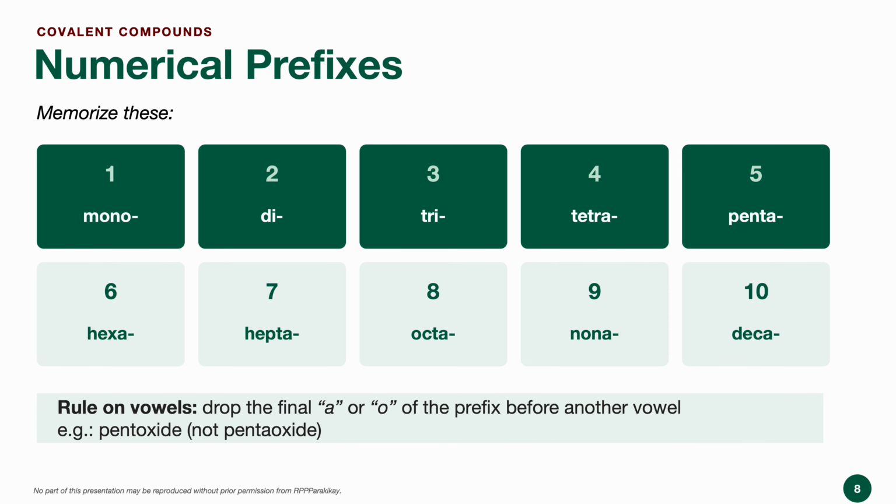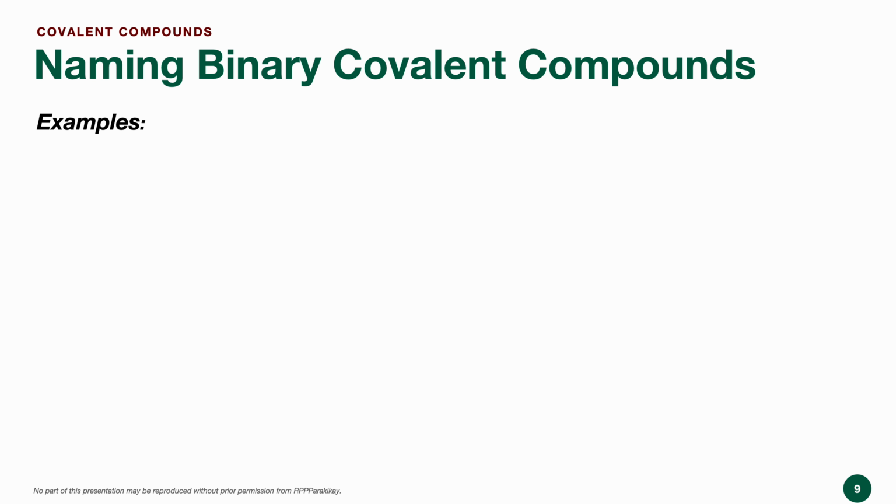Also, we have the following rule. Note that when a prefix terminating in the vowel A or O precedes an element name beginning with a vowel, the terminal vowel of the prefix will be removed. So for example, for penta, it will be pentoxide, not pentaoxide. Okay, let's apply the rules on these formulas.